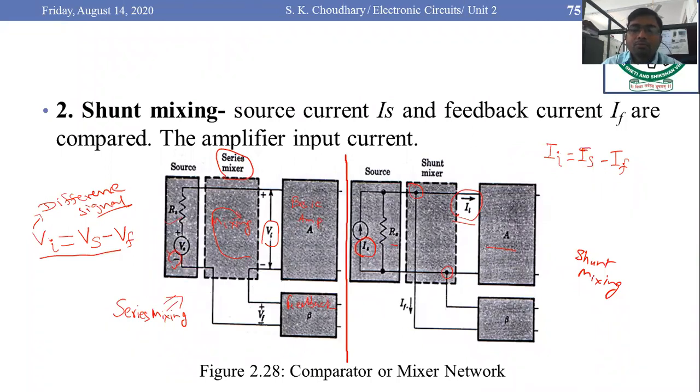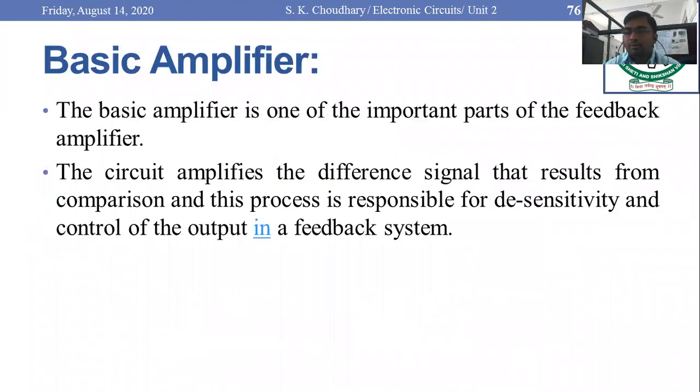Now we have to move to the third block, that is your basic amplifier. The basic amplifier is one of the important parts of the feedback amplifier, and the circuit amplifies the difference signal that results from the comparison. This process is responsible for the desensitivity and control of the output in a feedback system.